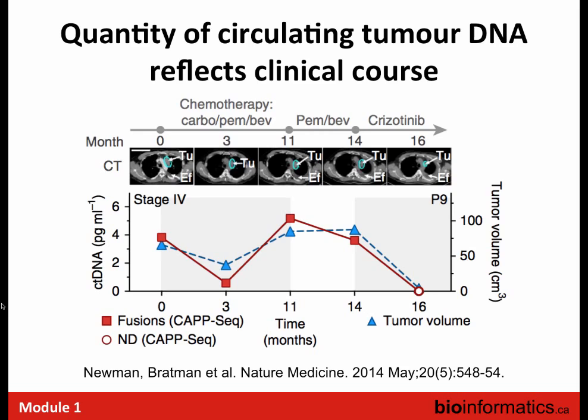So in this plot in red are a fusion that was monitored by targeted sequencing, and the tumor itself was monitored by imaging. You really see the quantity of circulating tumor DNA and the tumor volume tracking very closely over time. Again, this used very targeted, very deep next-generation sequencing to pick up the very few reads specifically that supported the fusion in this case.